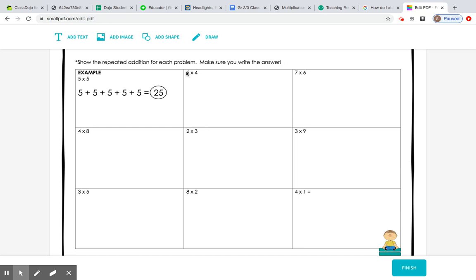So let's go to the next one. 6 times 4. So which number do I need to write and how many times? That might be tricky, but what you're going to do is you're going to write the 4 6 times, because 6 represents your groups. So that's how many times you need to skip count. And 4 represents the number by which you need to skip count or do repeated addition for. So you would write the number 4 6 times. And then you're going to do that for the rest of them.